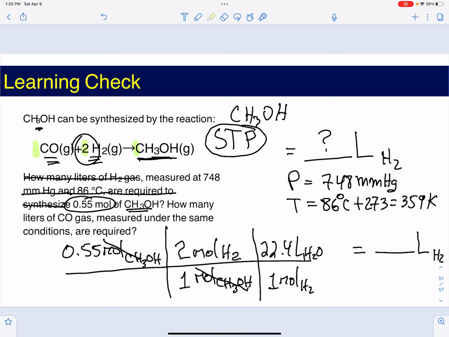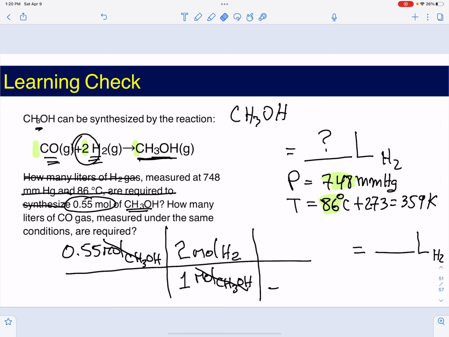However, these are not STP conditions. STP conditions are 0 degrees Celsius, 1 atmosphere. So this is not STP. So you cannot use that. That's only for STP. So in other words, your train track method stops there, and it's going to give you the moles of hydrogen. So let's see how much that is. We're going to have to be happy with only being able to find the moles of hydrogen.